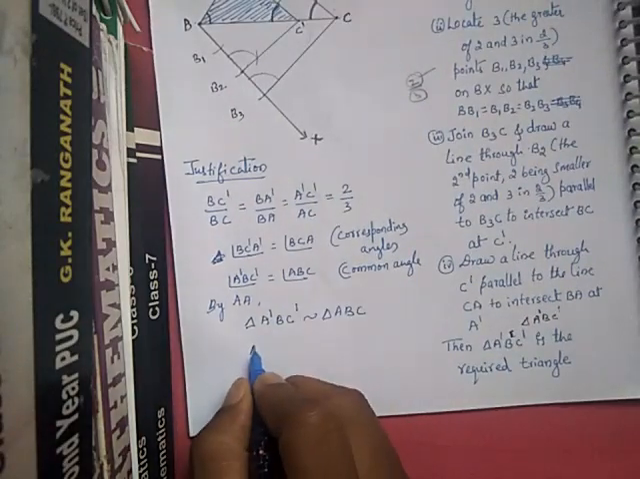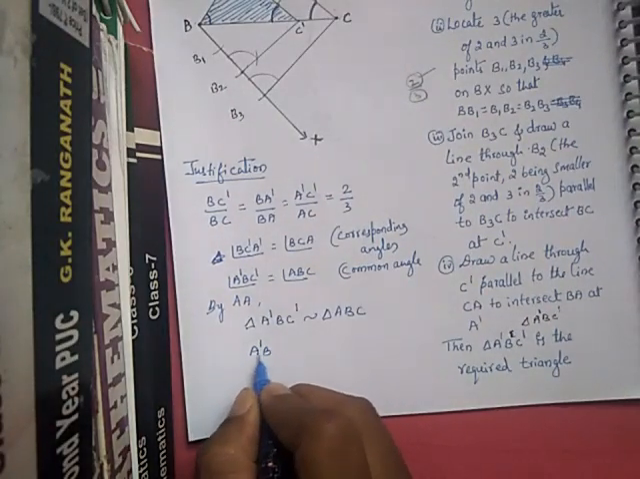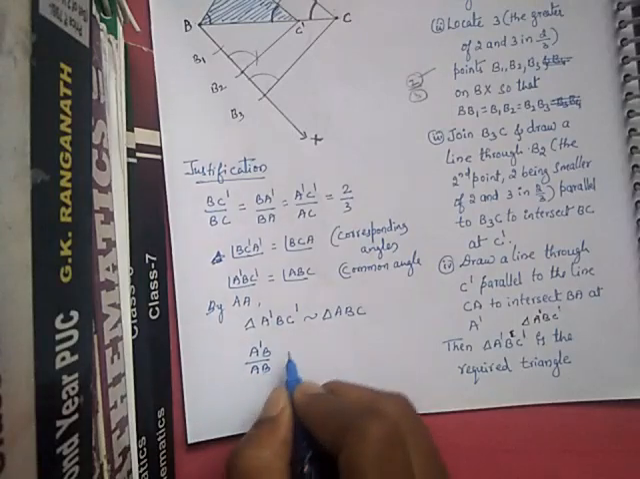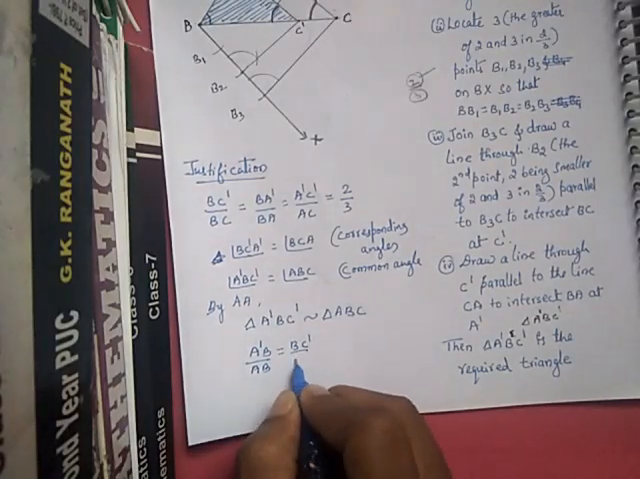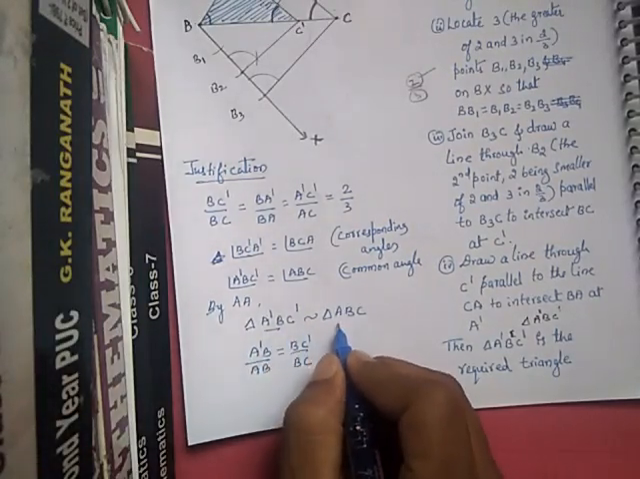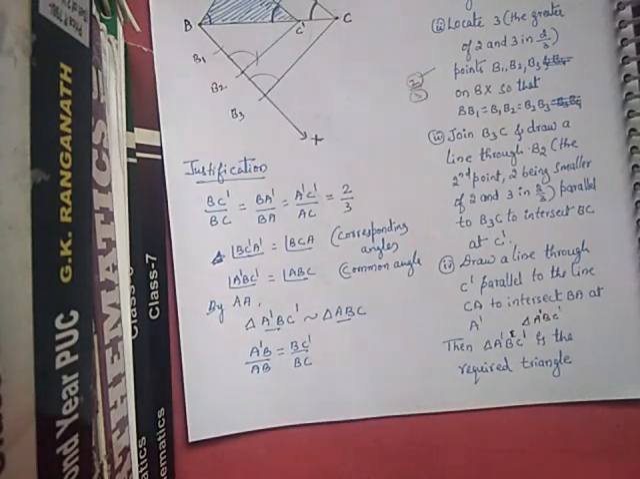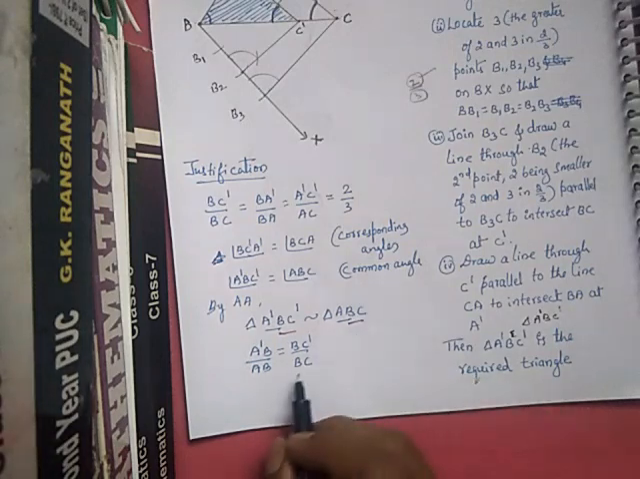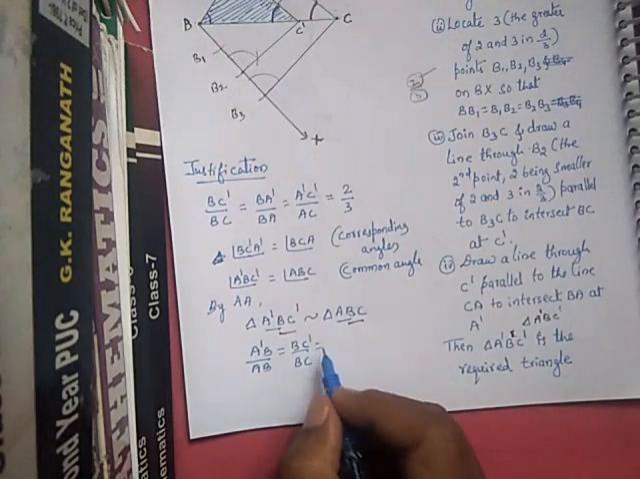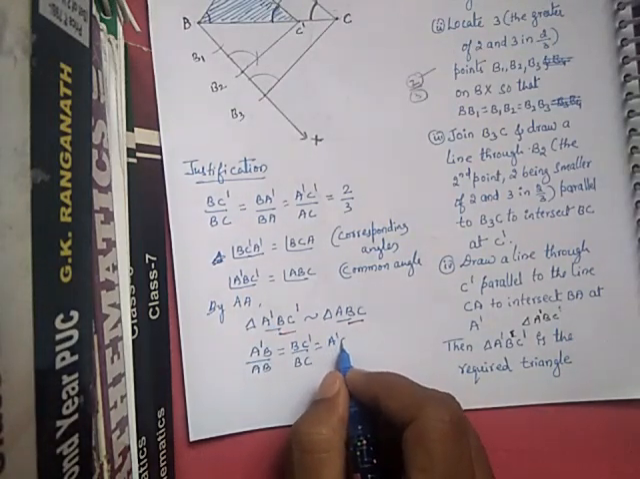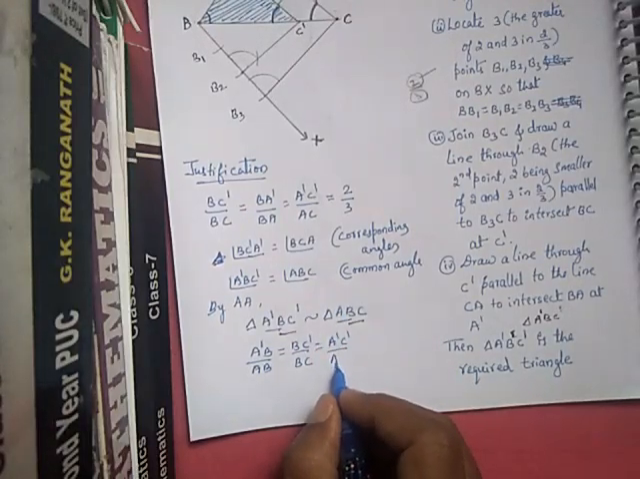So first two divided by first two, you can write A dash B divided by AB is equal to BC dash divided by BC, second two, first two divided by first two I have written here. Next, first and last, means A dash C dash divided by first and last, AC, you can write here.